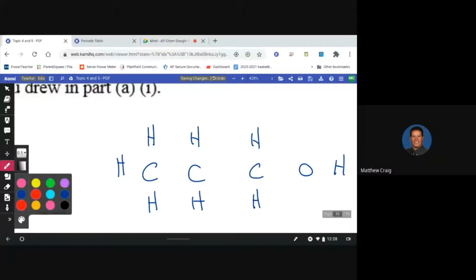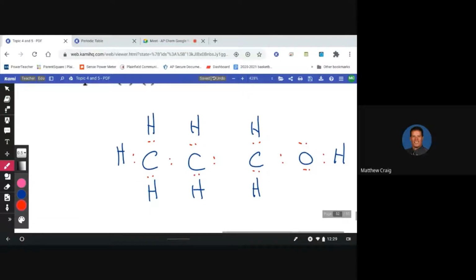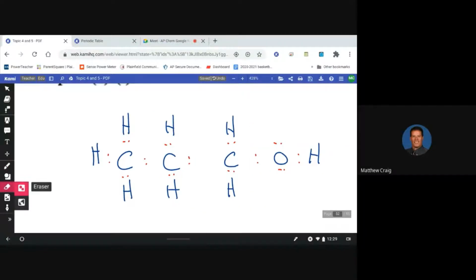And then go ahead and put your dots in. Is that drawing as accurate as it can be, according to formal charges? Yes? No? Yes. Excellent. Yes, it is.